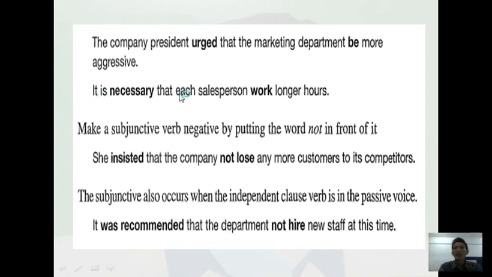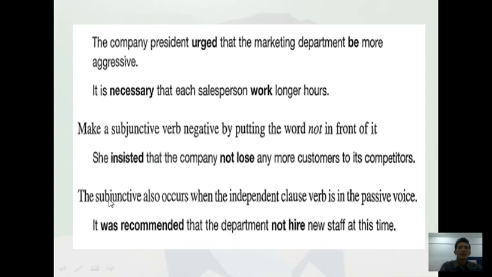It is necessary that each salesperson work longer hours. After the noun, the verb: salesperson work. And make a subjunctive verb negative by putting the word not in front of it. For example, she insisted, insisted is a verb, that the company not lose. Don't you ever write, even though this is a simple past, she insisted the company didn't lose. No. It's better for you to write she insisted that the company not lose any more customers to its competitors.